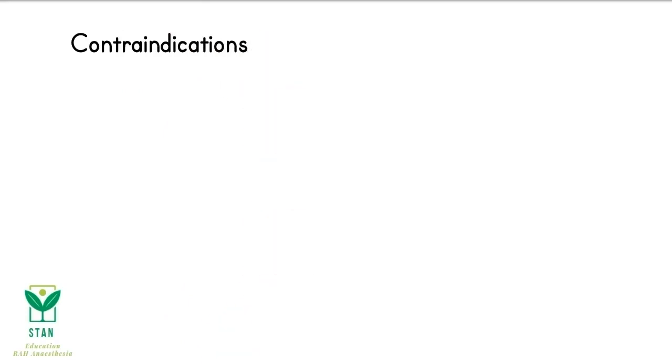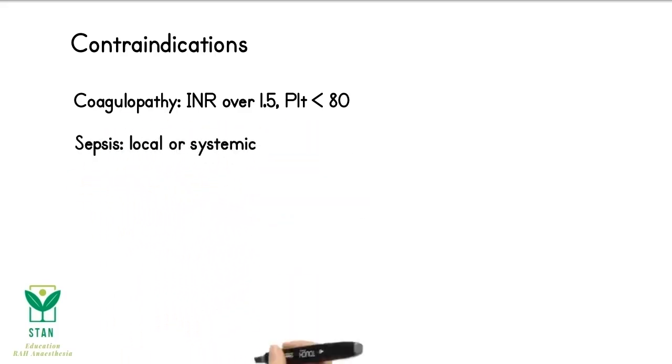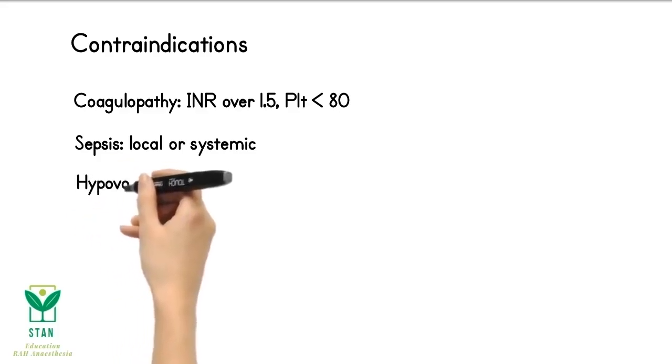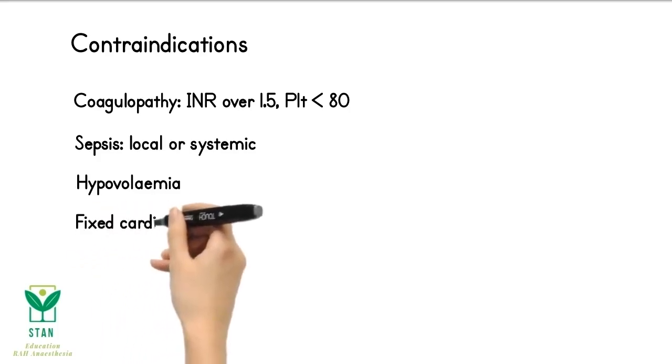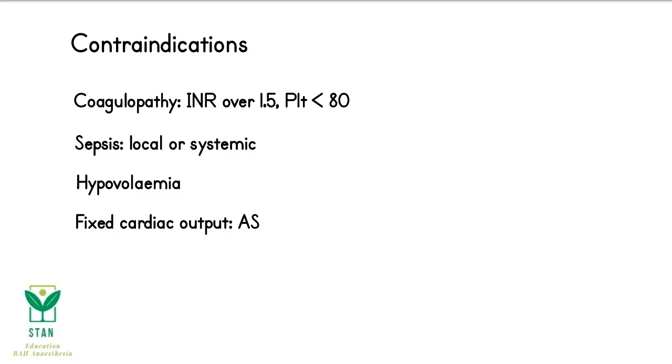Contraindications to spinal anaesthesia: coagulopathy, INR over 1.5, thrombocytopenia, platelets below 80. Local or systemic sepsis is also a contraindication. Patients who are hypovolemic should not be given spinals, as they can become profoundly hypotensive or develop cardiovascular collapse. Likewise, patients with a fixed cardiac output, for example, patients with aortic stenosis or with heart failure.